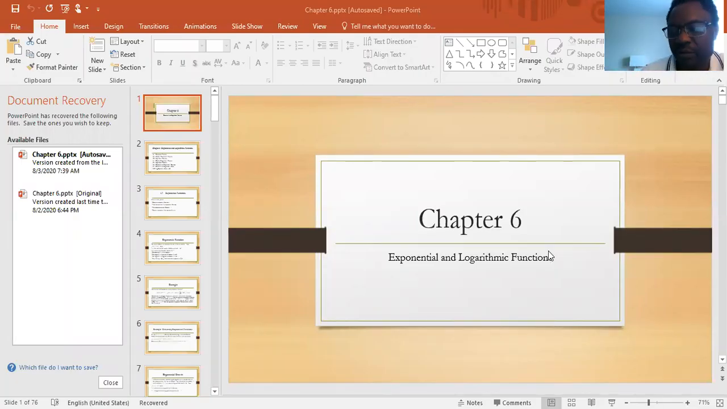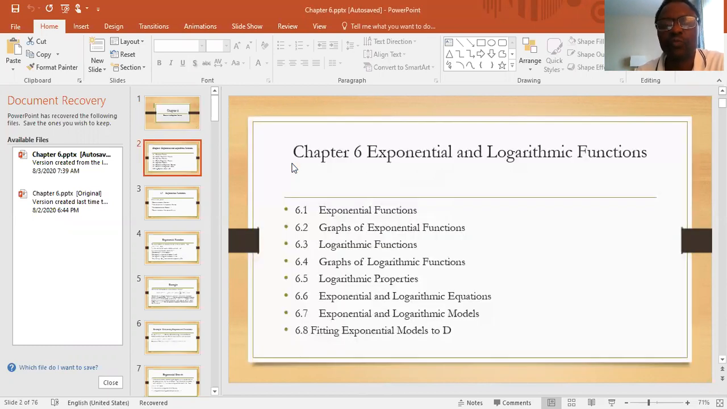Chapter 6 is about exponential and logarithmic functions. In this chapter, we are going to go over 6.1 through 6.6.